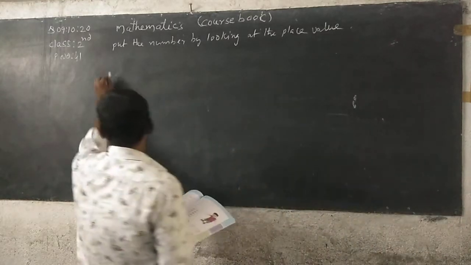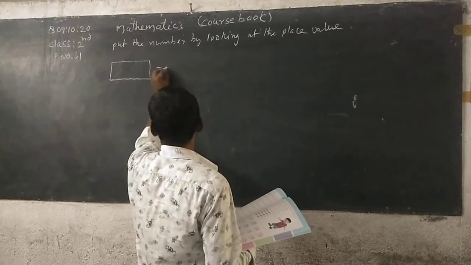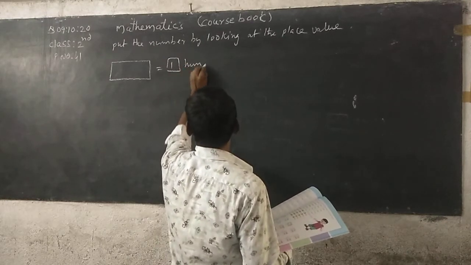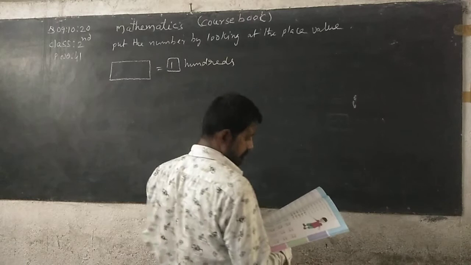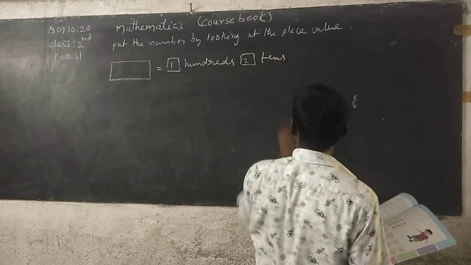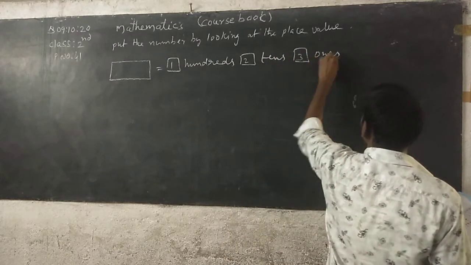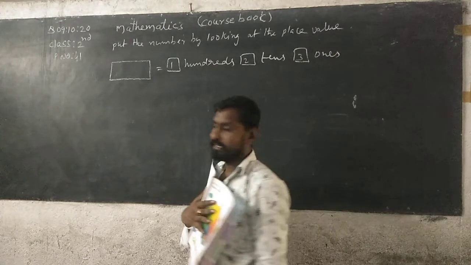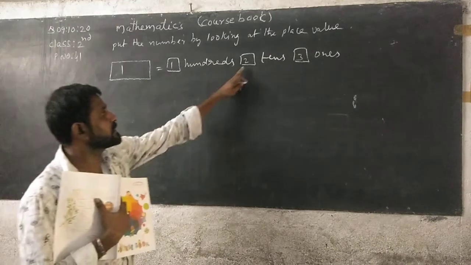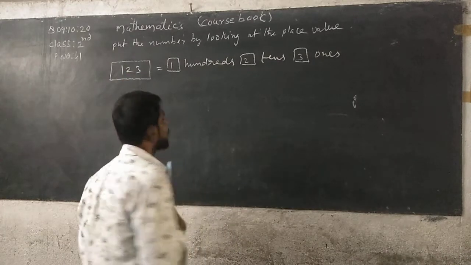See here, this is equal to 1 hundred, 2 tens, 3 ones. First you can write the hundreds place. So you can write 1 in hundreds place. Next you can write tens place: 2. Next you can write ones place: 3. What is the number? 123.